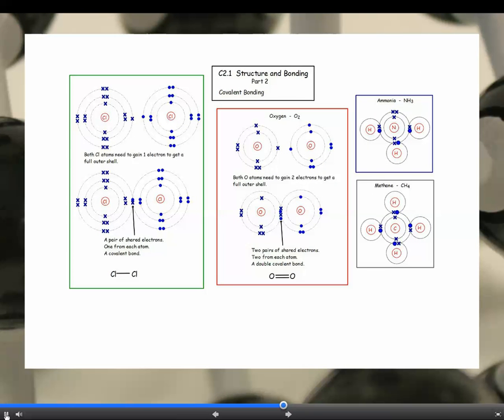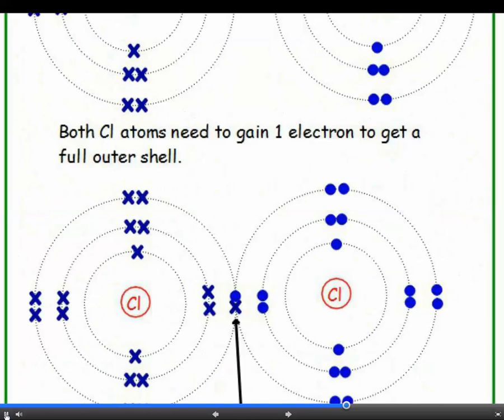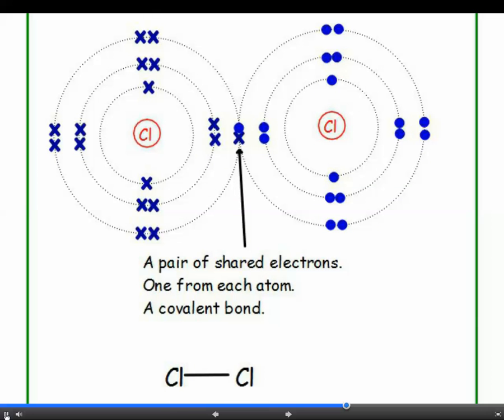Non-metals bond together by sharing pairs of electrons. This is called covalent bonding. Group 7 elements such as chlorine have 7 electrons in their outer shell and so need just 1 more to have a complete shell of 8 electrons, the stable noble gas arrangement. They can achieve this by sharing a pair of electrons, with 1 electron coming from each atom. Covalent bonds are always pairs of electrons.